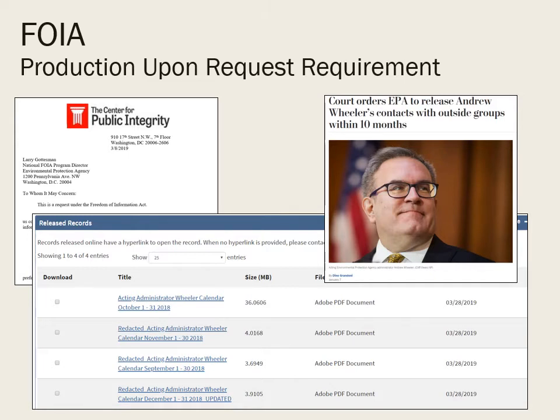FOIA requires that we, the public, get these documents in a time frame where they are still useful. So the court had ruled that Wheeler had been confirmed in February of 2019, and the agency had 10 months to release the requested documents. And as you can see from the release date, which is on the right-hand side of the released records, the EPA did, in fact, release these requested documents fairly quickly.